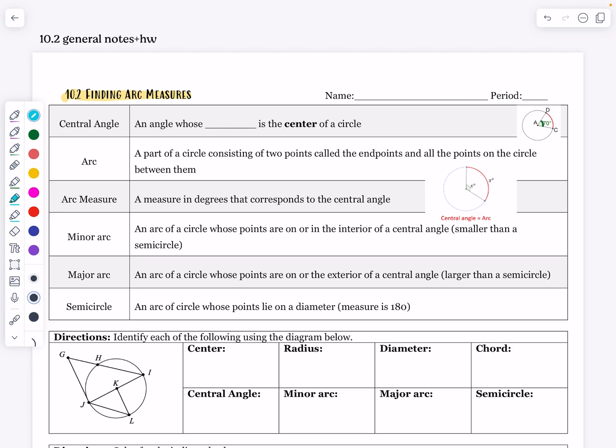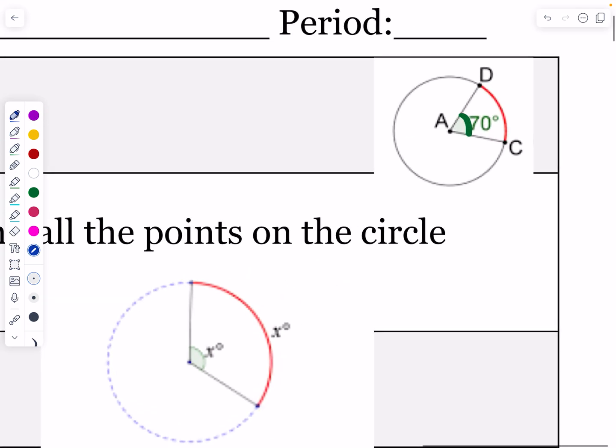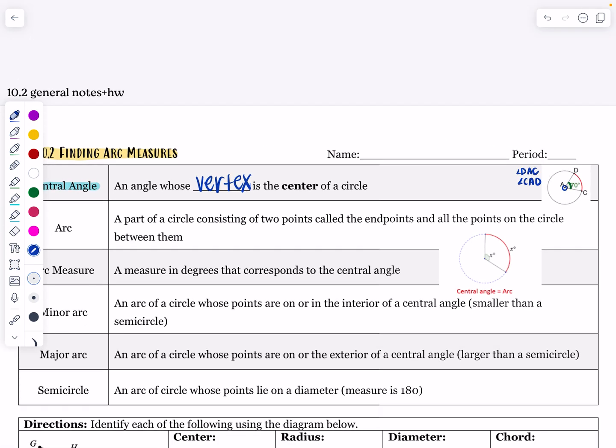The first thing we're going to define is a central angle. A central angle is exactly what it sounds like. It's an angle that comes out of our center, or central point. So it's an angle whose vertex is the center of the circle. In our example right here, the vertex is A, and angle DAC is a central angle. 70 degrees is the measure of that central angle. So angle DAC would be considered a central angle. I could also call that same angle, angle CAD. That is a central angle because its vertex is the center.